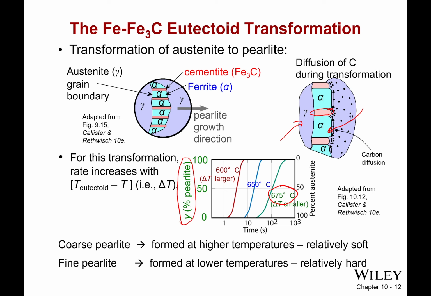However, if I have a lot of subcooling, I will have very, very thin layers, where I have cementite in between, and I have just this little bit of ferrite there.